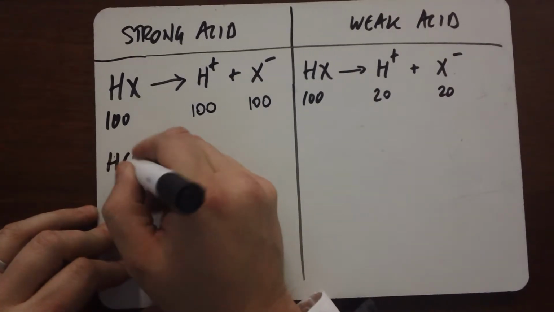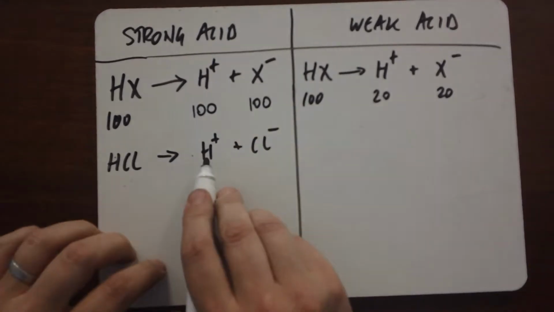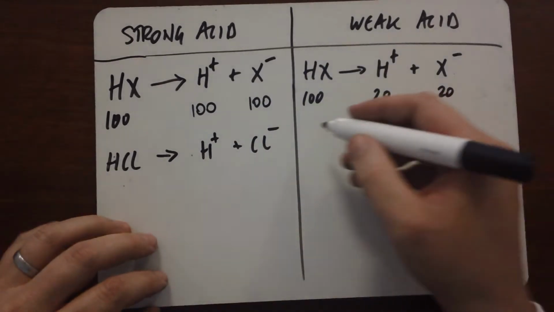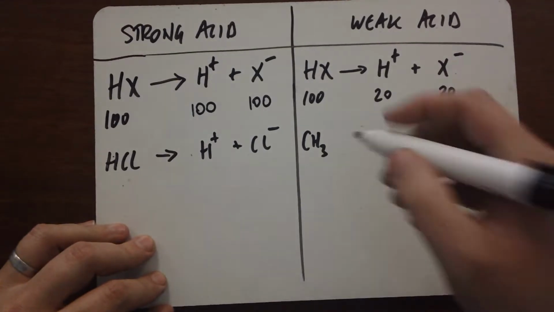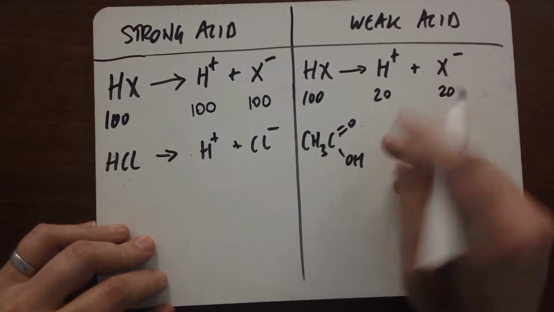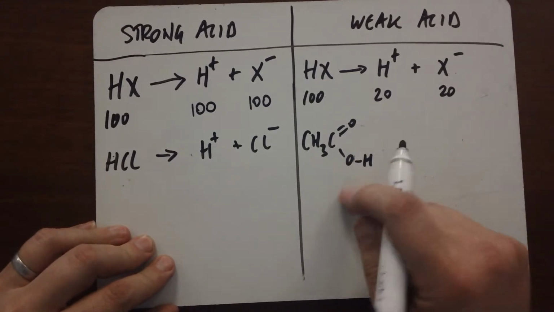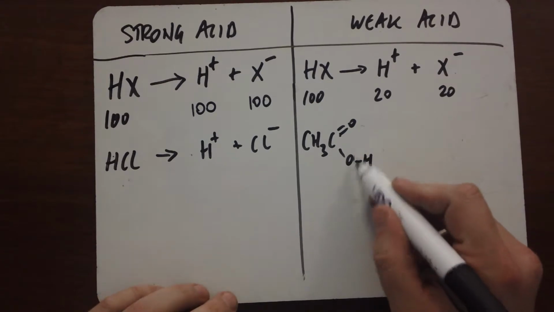Example of a strong acid, HCl. You would produce the H+ and the Cl-. Example of a weak acid, ethanoic acid, CH3COOH. Well, the H that is able to dissociate is this one here.